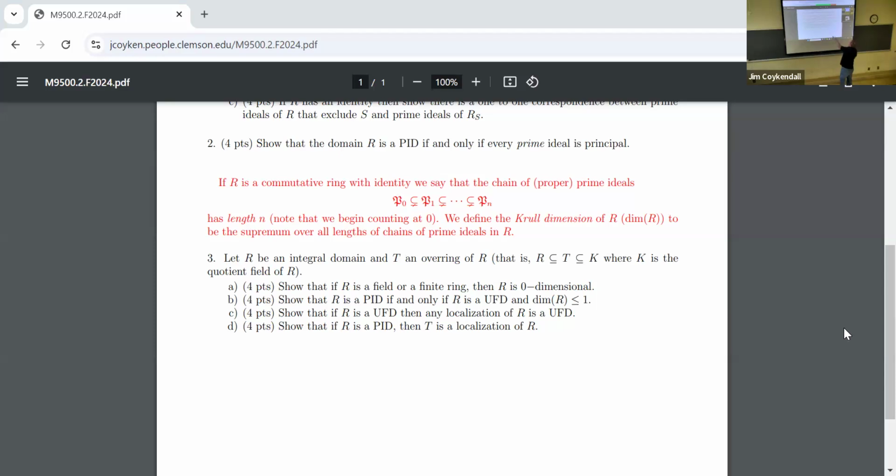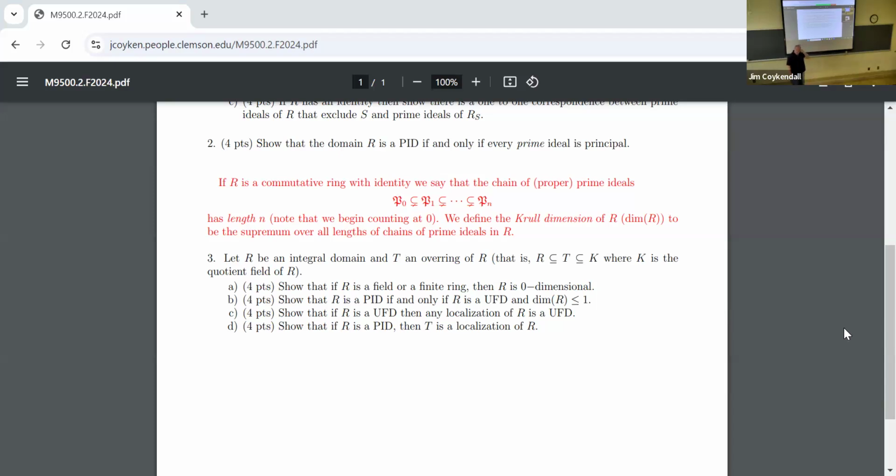An overring is a ring that's contained between R and its quotient field. Show that if R is a field or a finite ring, here I don't need R to be a domain, right? Because a finite integral domain is a field. Then R is zero dimensional.